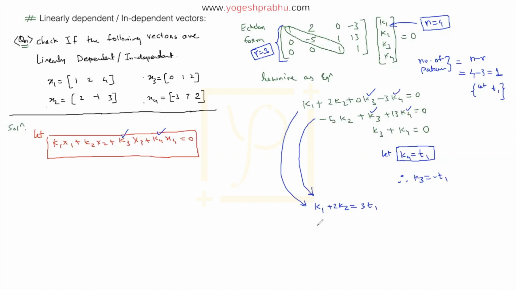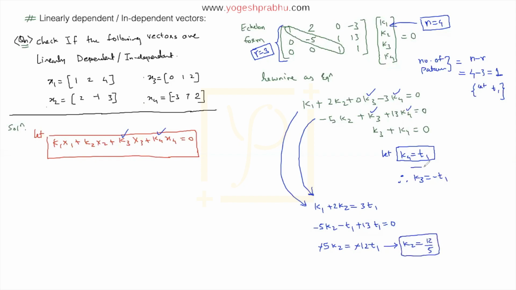Now for the second equation, this will be minus 5 k2, which we don't know yet. But k3 we know, k3 is minus t1, and k4 is t1, so it is plus 13 t1 is equal to 0. Now if you see, I can write this equation as minus 5 k2 is equal to minus t1 plus 13 t1, which would be 12 t1, and on the other side it will be minus 12 t1, and then the minus sign will cancel out, and do you see I got the value of k2 as well. So k2 is going to be 12 by 5. So I got the value of k2 as well.